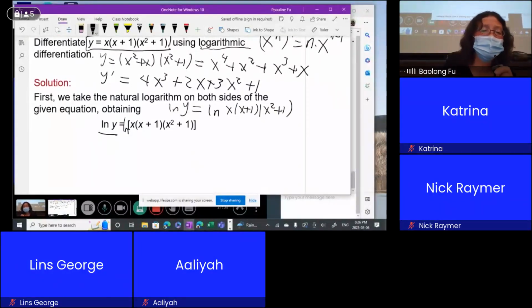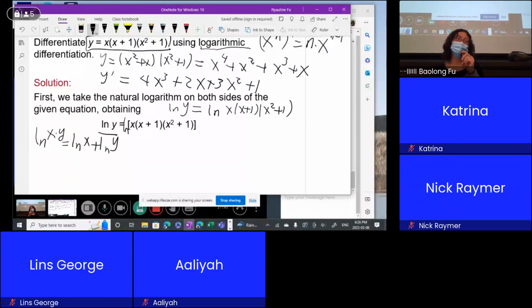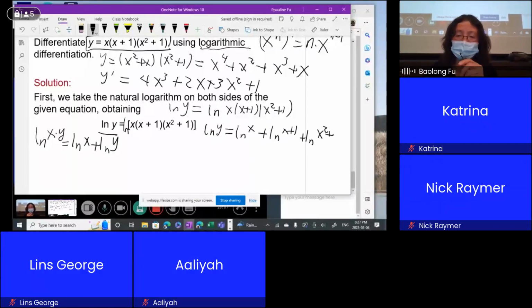And then recall if you have ln(x times y) equal to ln x plus ln y. This is the property of the logarithm function. Okay, so keep on going. Left-hand side, you have ln y. Right-hand side, you should have ln x plus ln(x plus 1) plus ln(x squared plus 1).